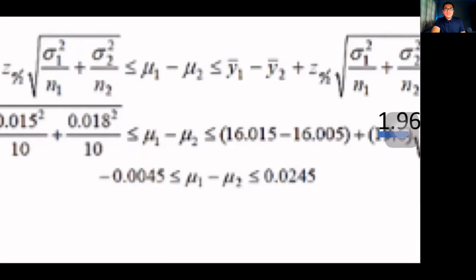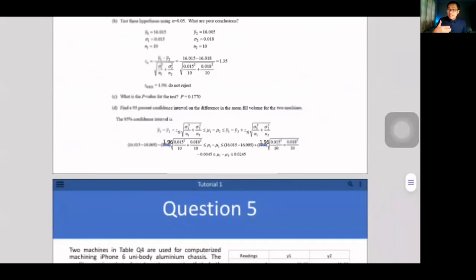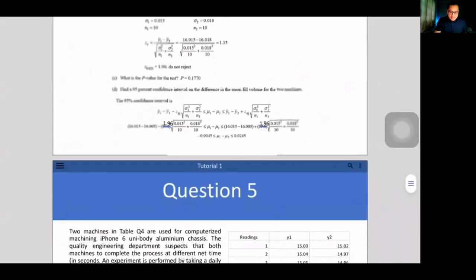You want it to be more than that or less than that. So you know what the difference is, more or less. Okay. So you know the range of the difference between the two machines. Any questions? But I think you get the idea now, right? Very good.